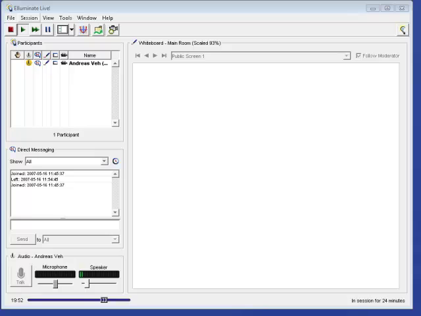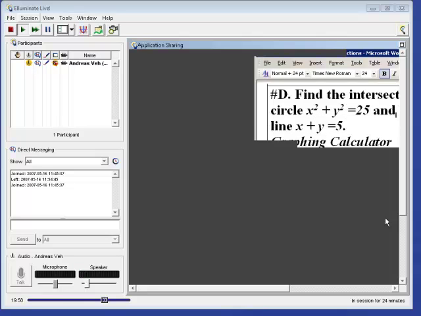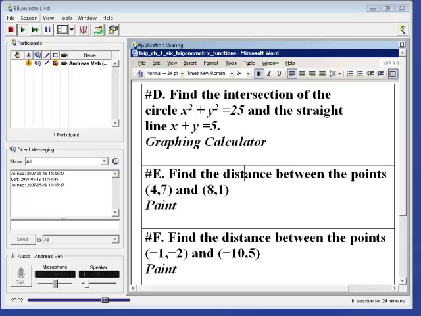Okay, now let's go back to Word and let's see the last 2 exercises, which says find the distance between the points 4, 7 and 8, 1. I will go to Paint in just a moment, but pretty much what we know in order to find the distance is that we make a Pythagorean triangle out of it.